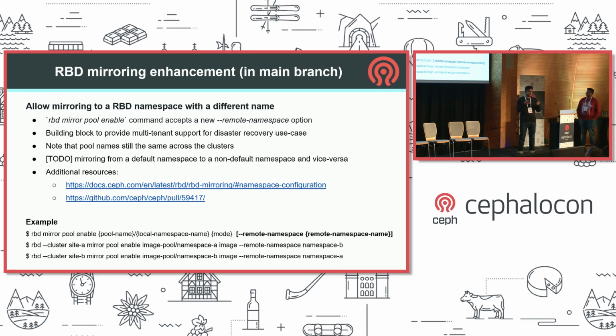So where you have each tenant restricted to a specific RBD namespace. To do this, when enabling mirroring on a particular namespace, you would specify the destination namespace using the remote namespace option.